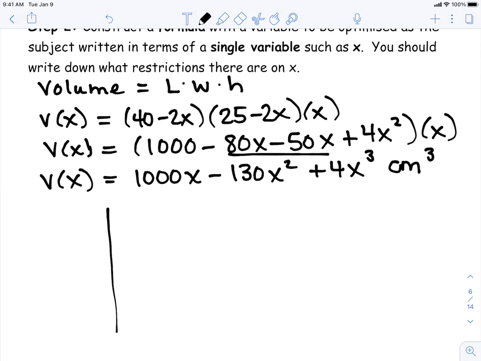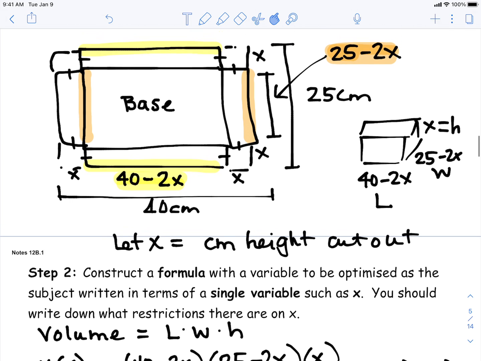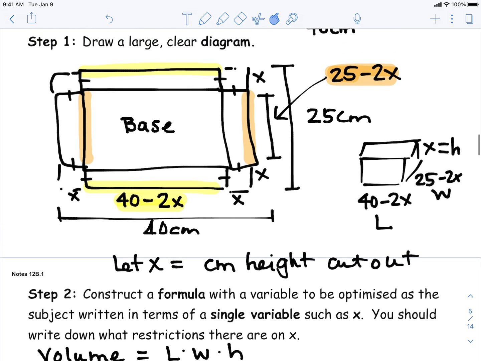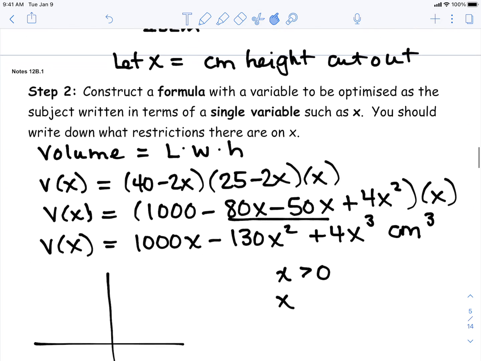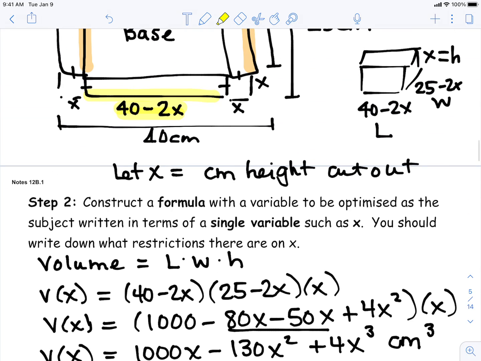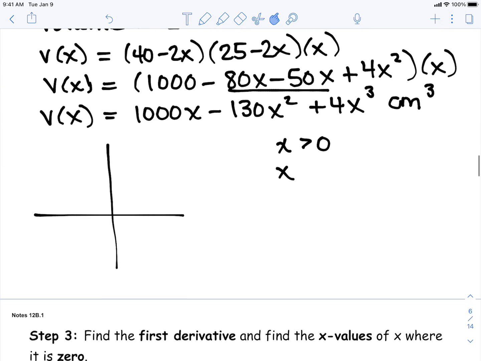So if we think about our flat piece of paper, we can't have X be a negative number, so it has to be greater than 0 or it would be flat. But then if we go too large on our X, it'll go flat again. So if we go up to this box here, what would be that highest X value? So we want this width to not flatten out. So we're going to say X has to be not flattened back out.